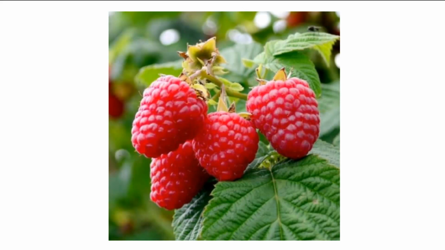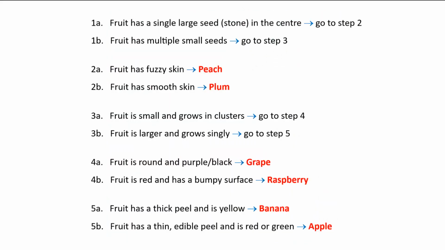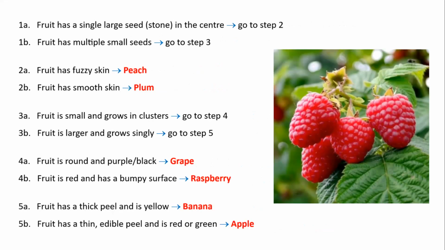Let's have a quick look at one more example. I have never seen this fruit before. I have no clue what it is. Luckily for me, I have this dichotomous key to identify common fruit. So let's have a look. Does the fruit have a large seed in the center? No, this doesn't. I ate a few and they certainly did not have a large seed in the center. They had multiple small seeds, so I'm going to go to step 3.